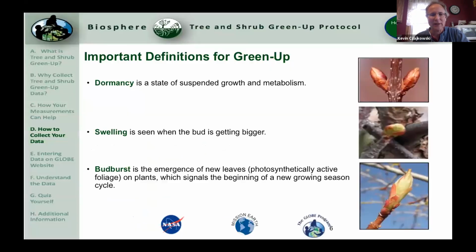And like I said, I'm not going to go into much depth, but in green up, you start out with your buds and they start to swell. And what GLOBE wants you to do is when those buds burst and the first leaves come out, that you note that. And you have to figure out the species of the tree, for instance, if you're using trees. Let me stop sharing.